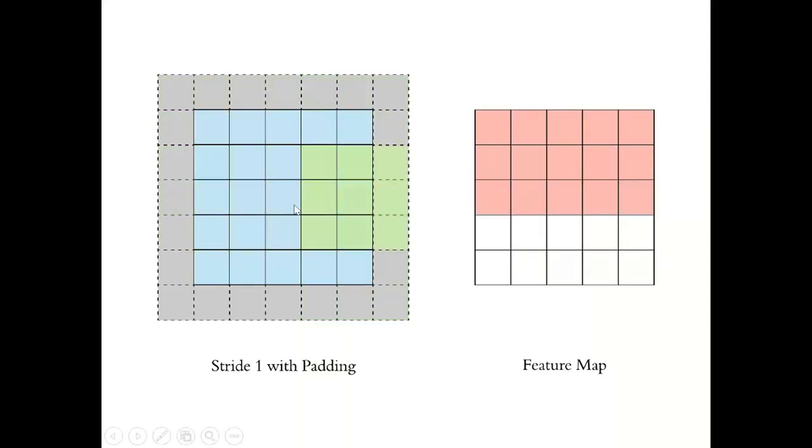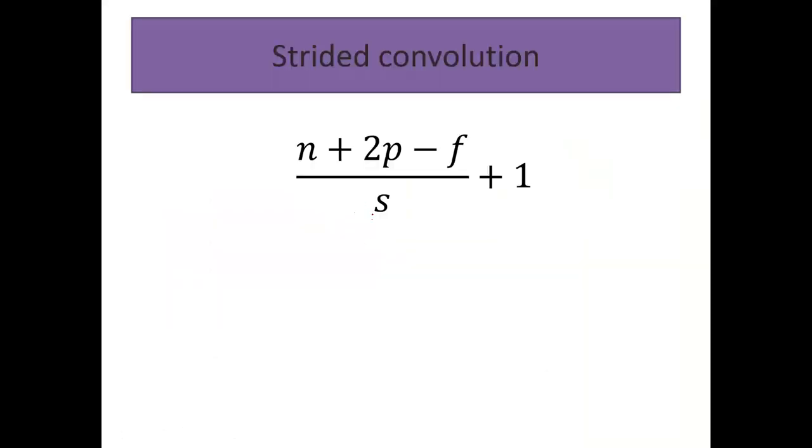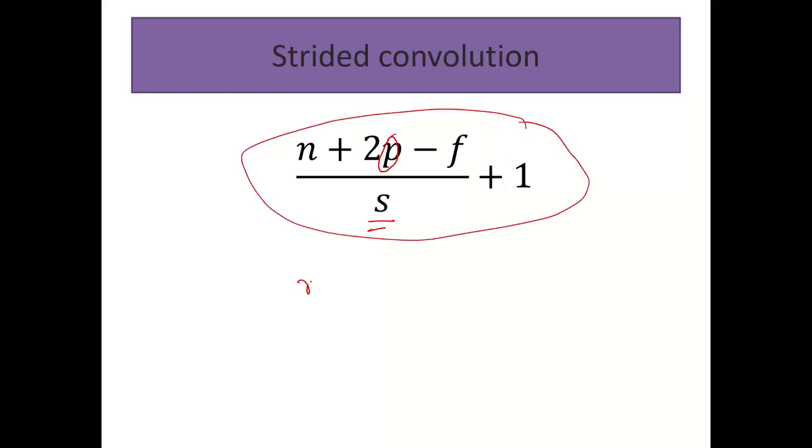What should be the feature map size after a stride? If we have padding, generally people ask: if the input is n cross n, the filter is f cross f, the stride is s and the padding is p, what should be the next image size, what should be the feature map size? You need to know this thing and why it happens. I'll try to prove it. That is the most important thing from a theoretical point of view.